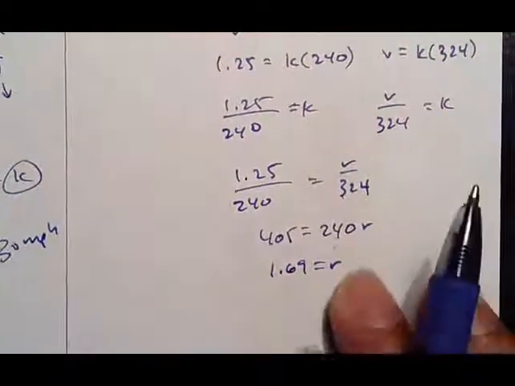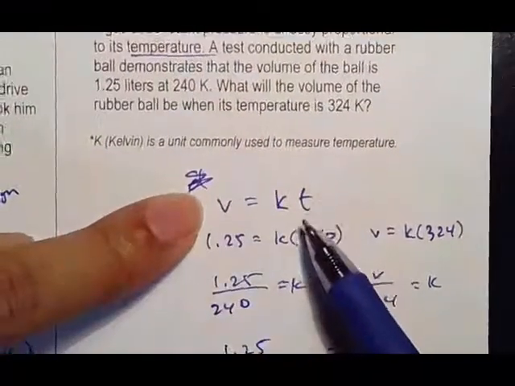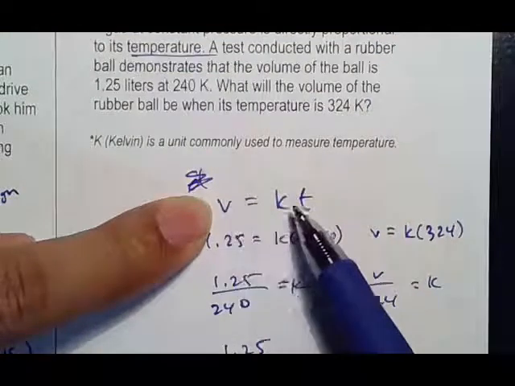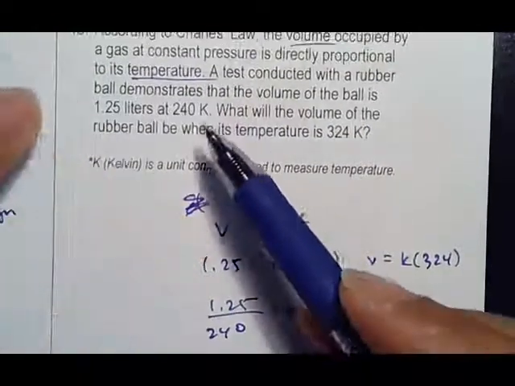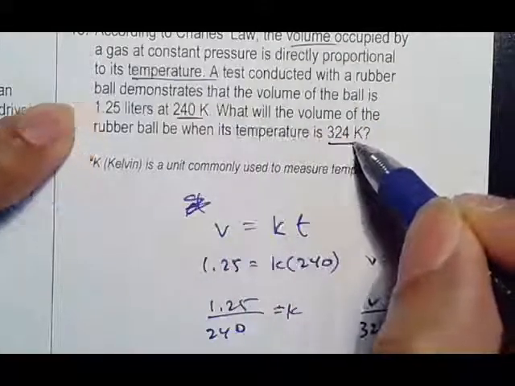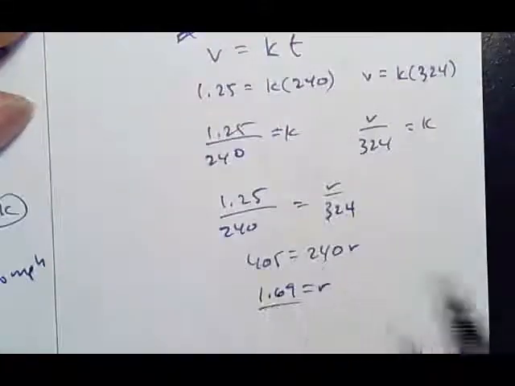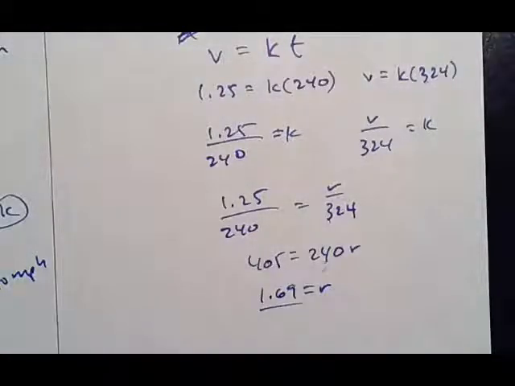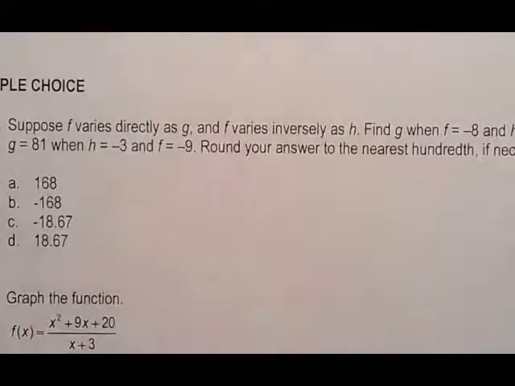So again, using your common sense, it's directly proportional, which means this going up should lead to that going up. We had 1.25 liters at 240. 240 went up to 324. 1.25 went up to 1.69. So again, you know you set it up and did it right. But again, just using that common sense check does save you a lot of points, I guess. It won't save you a lot of stress because you just saw how crazy I went on that one when I went the wrong way.